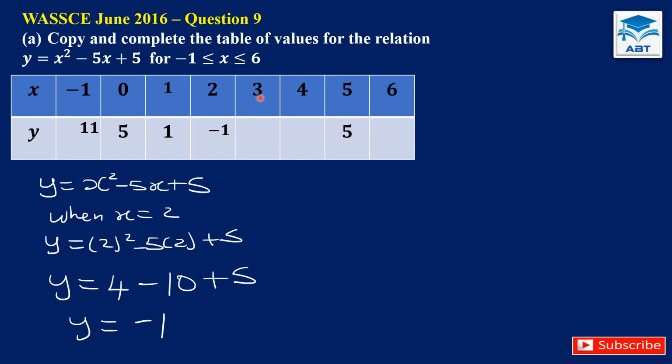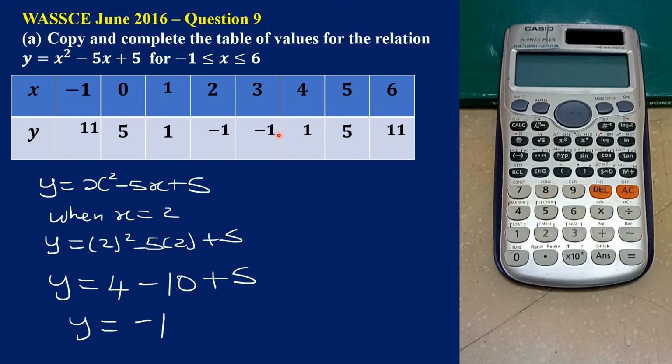When we fix 3 into the relation, we are going to get -1. When you fix 4, you get 1. And when you fix 6, you get 11. And you can also use the calculator to complete the table.